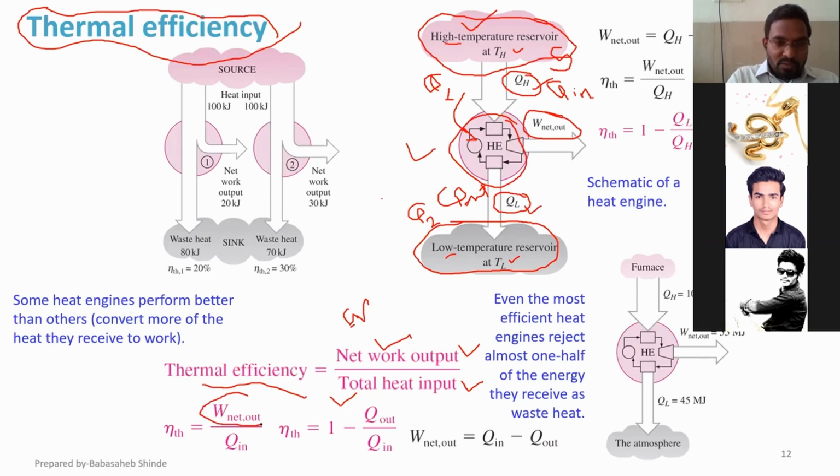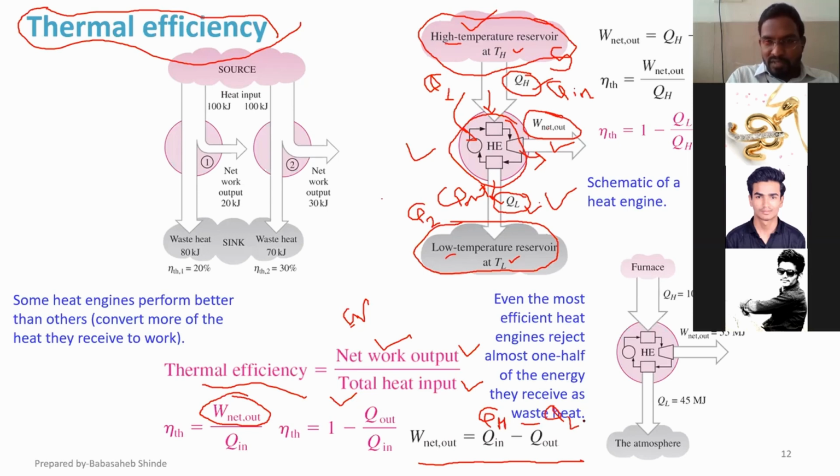Now this W net out is nothing but, if I write the relation between W net, QH and QL. In case of a heat engine, there are three interactions between system and surrounding. The heat engine is our system, and anything beyond the heat engine is our surrounding. So it is taking heat QH, it is rejecting heat QL, it is producing W net out work output. This is entering the system, this is leaving the system, and this is also going out of the system. So W net out is going to be the difference between heat entering the system and heat leaving the system. So W net out is equal to QH minus QL.